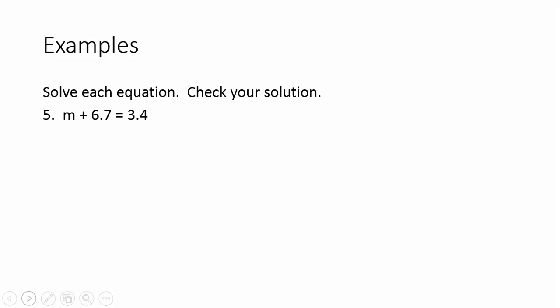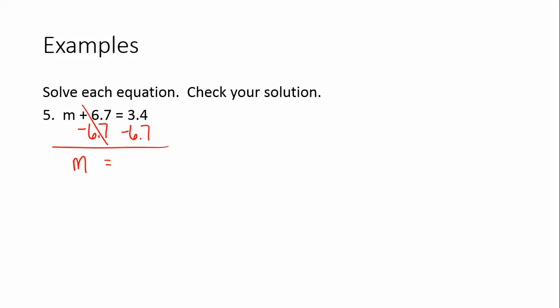Another example, m plus 6.7 equals 3.4. So the opposite, or the inverse operation, of adding 6.7 is going to be subtracting 6.7. Remember, the whole goal is to get the variable by itself. So then we subtract 6.7 on the right. We're left with an m on the left.